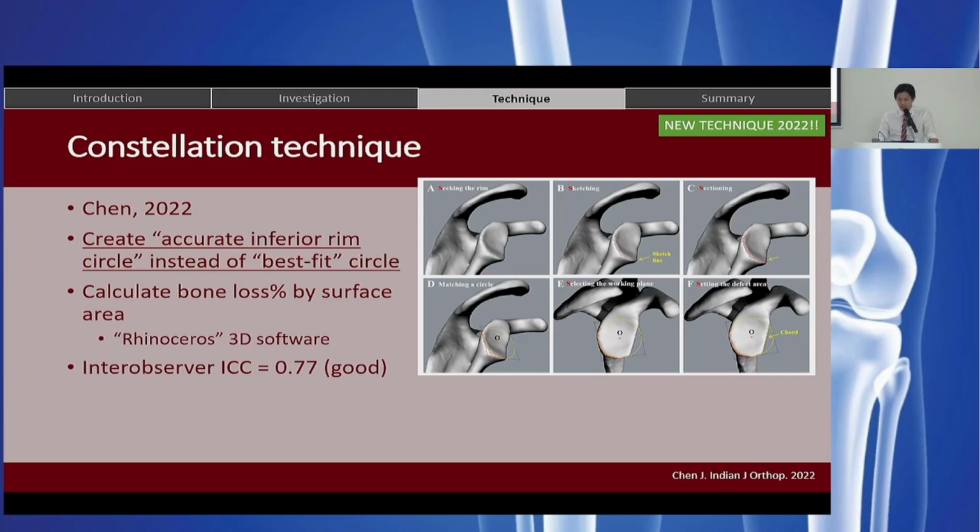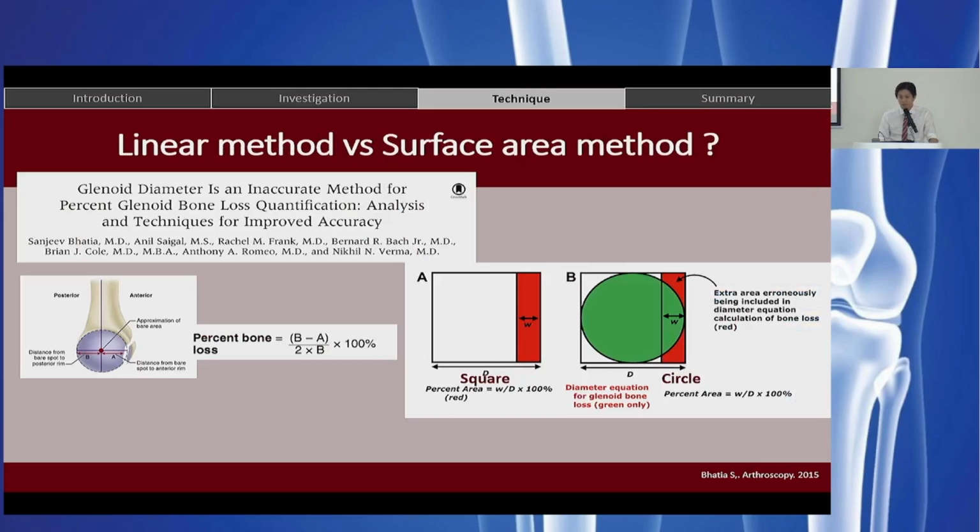Or the constellation technique by Mr. Shen in 2022. This technique uses a program to create a more accurate circle compared to the conventional best fit circle. This program creates a circle precisely along the edge of the inferior glenoid and calculates the bone loss with their specialized software. But from what I have shared, these interesting methods are new, but they still haven't gained much popularity in real-world practice. The linear and surface area methods are still the main debate in recent studies.